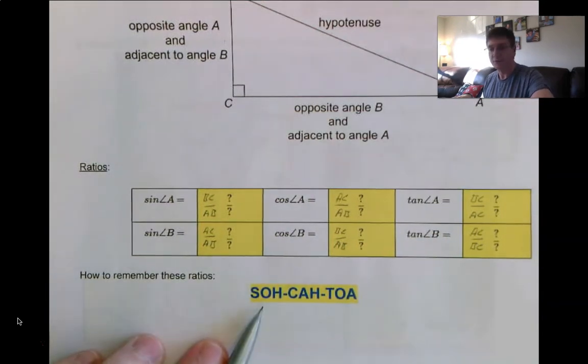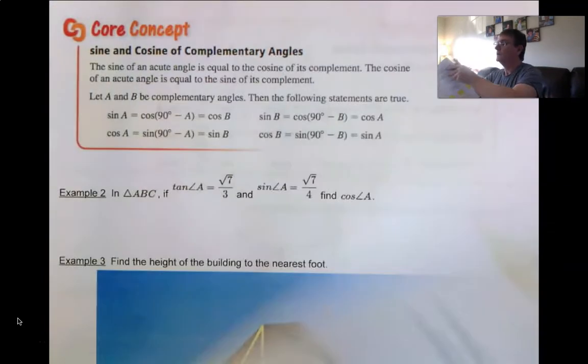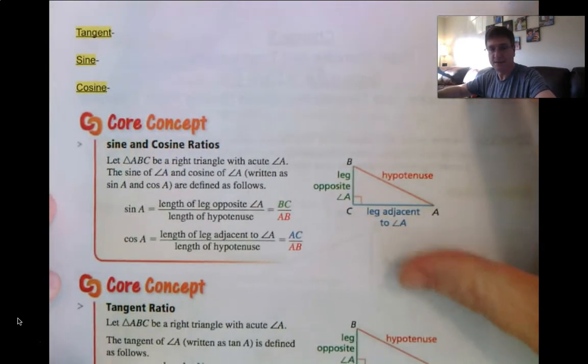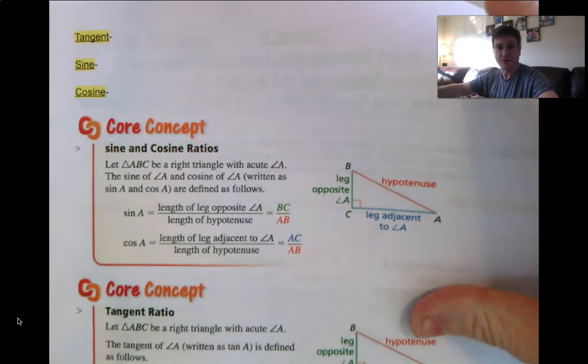So these three ratios are true for all right triangles. It's a property of similar triangles. Okay, so here are the official definitions for tangent, sine, and cosine. And again, that just means that they're the different ratios.